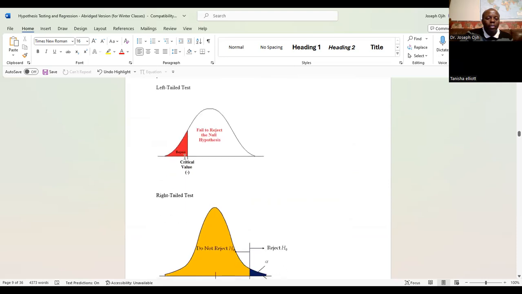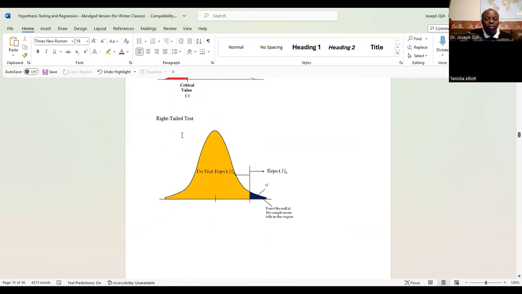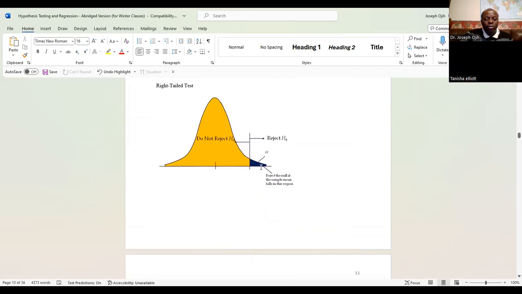Now, for a one-tailed test, like this left-tailed test, you can see the critical value right here, and if your answer falls in the red portion, you reject it. For a right-tailed test, if you fall in the critical region, you reject it.